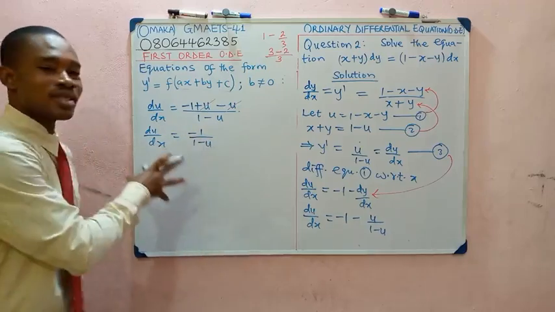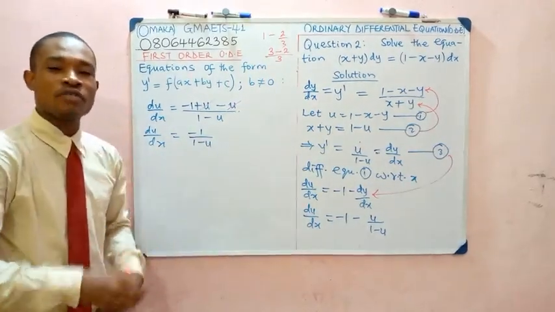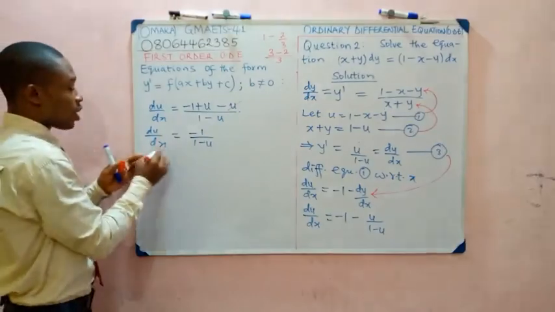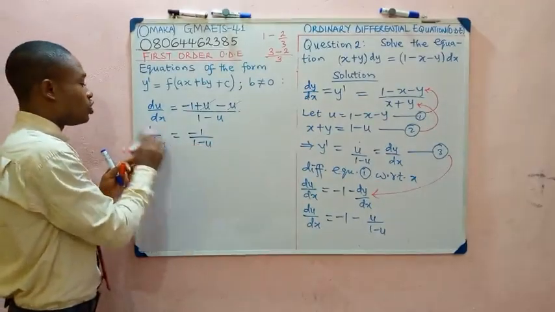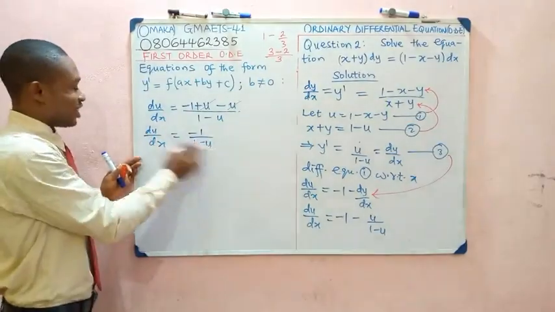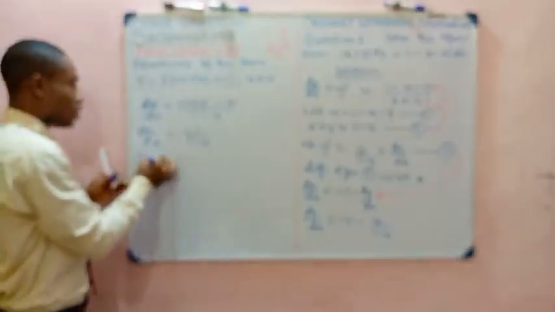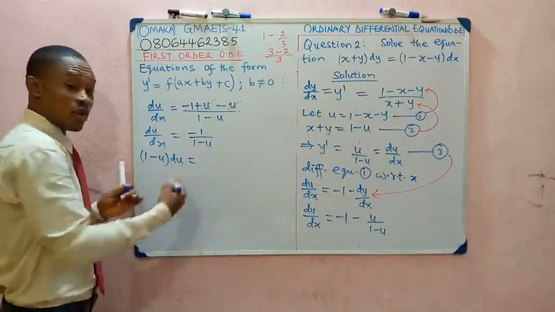And this is our separable variable equation in terms of u and x. You can separate it. If you cross multiply, look at what you're going to get. This 1 minus u will cross multiply to this du part. And that will be 1 minus u times du. I'm separating already.